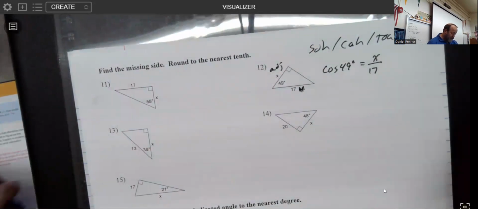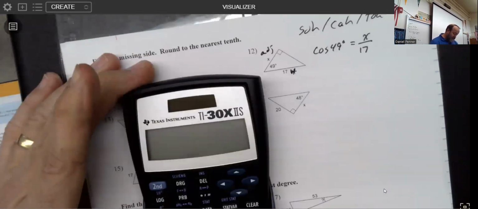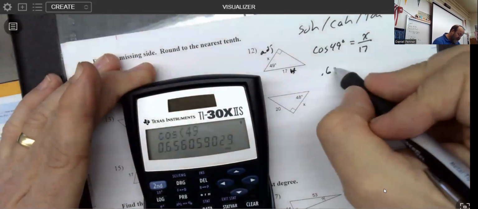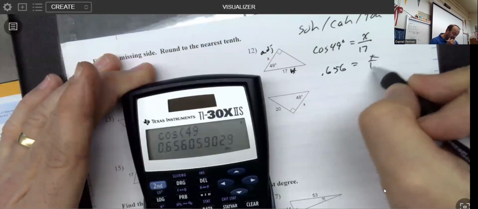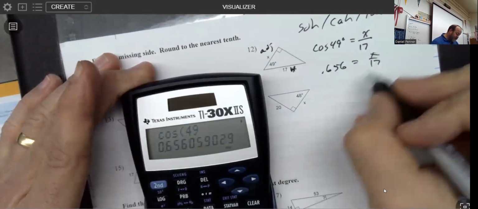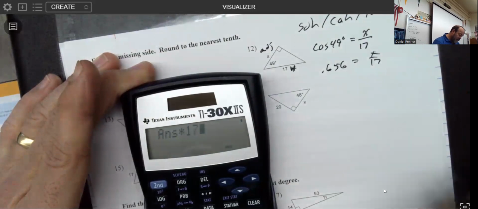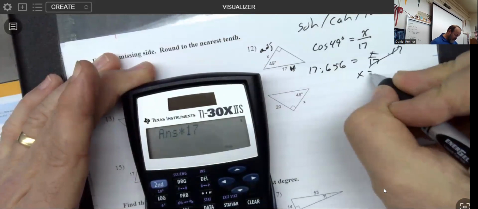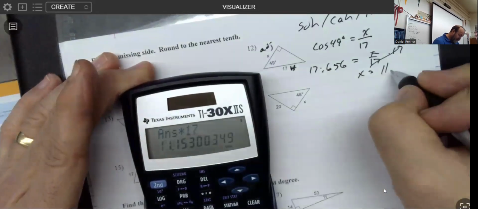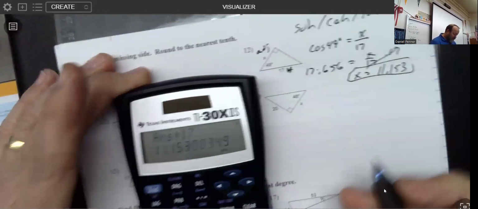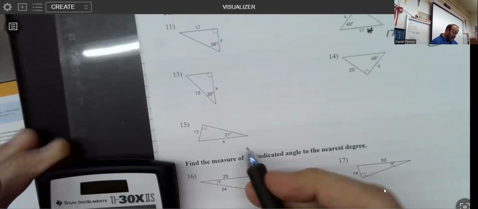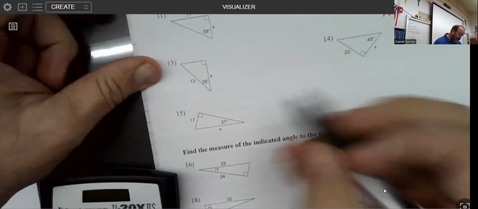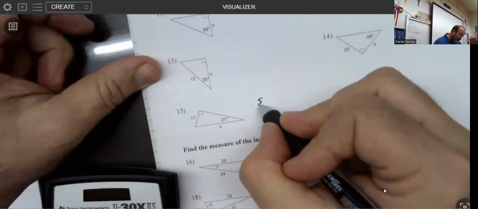So we're going to do exactly what we did on the last video, except we're just going to use the cosine button instead of the tangent button. And I got 0.656 is x over 17. And then let's multiply both sides by 17. These would cancel. X would be 11.153. Done. Now, this one right here, let's see. If I'm looking for number 15, I'm going to bounce around a little bit. Number 15 would be the sine of 21.